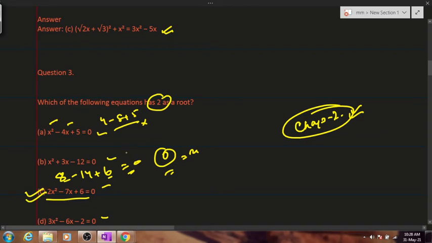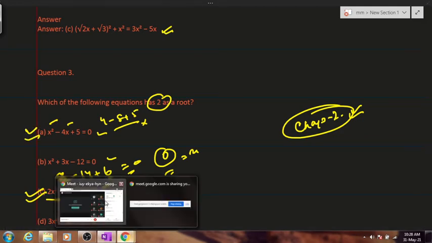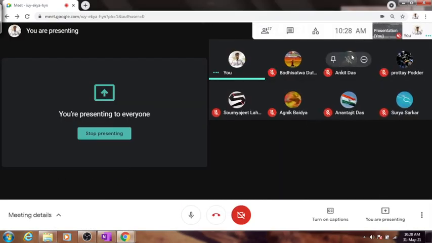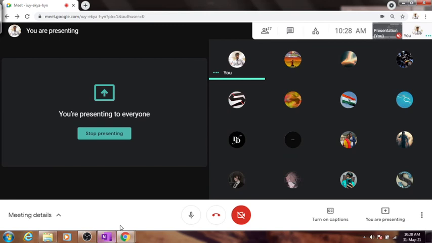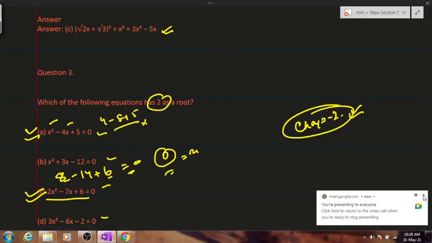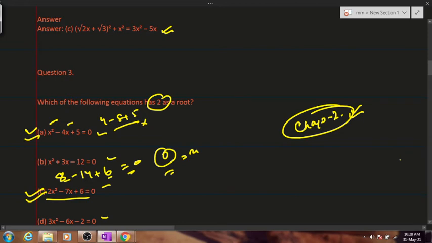Is everybody clear with this? Then how do we check that 2 is the root of the equation? You have to substitute 2 in place of x and check if it comes 0 or not. Is this numerical clear to everyone? Yes, sir. Are we good to go to the fourth numerical for today?